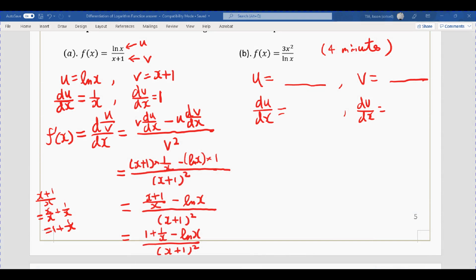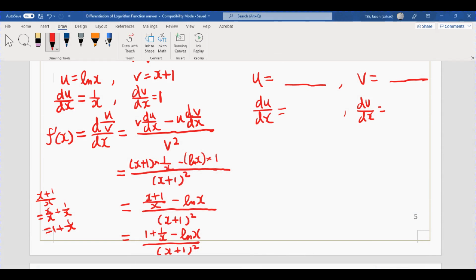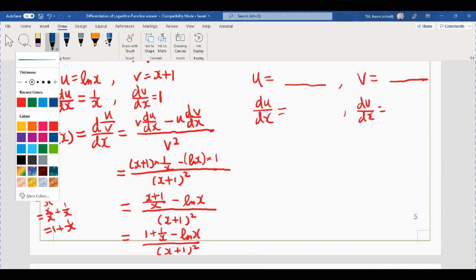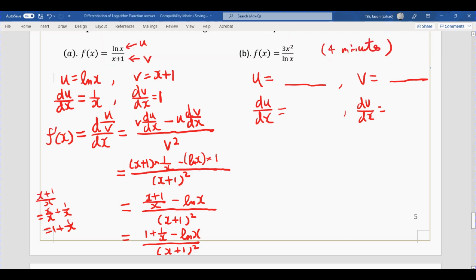Okay, I hope you've taken your time. So what I'm going to get is, to change your color a little bit, u is 3x squared, and v is log x, okay? du over dx of 3x squared should be 3 times 2 times x, so it should be 6x. And dv over dx, which is quite obvious, is 1 over x.